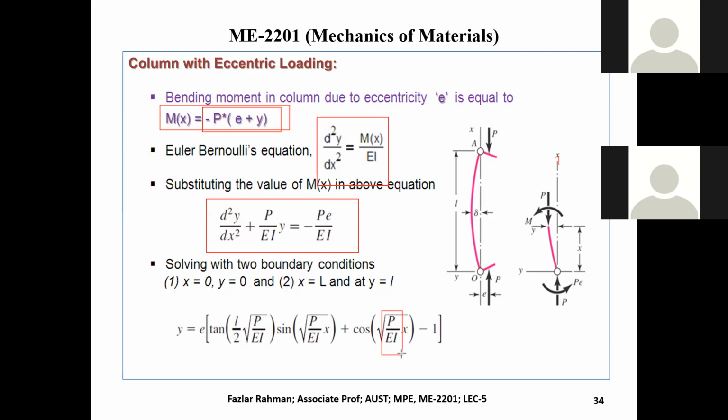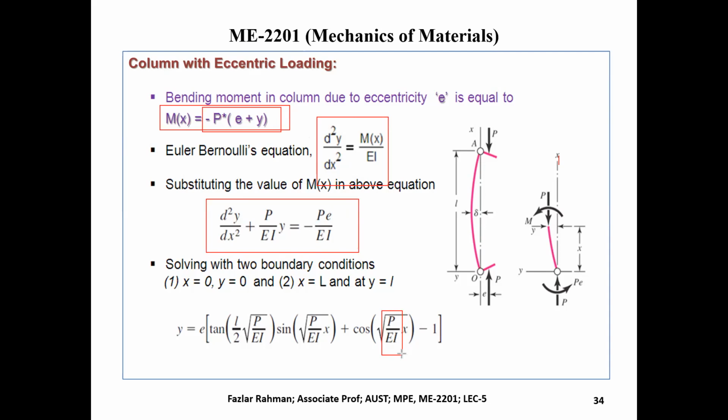In the last case, in the Euler equation, we put the value k equal to root over something, right? But here you can keep it the same. You see, this is a constant, and P by EI is also a constant. Here, only e remains outside. Now, if you solve this differential equation, then you need the boundary condition.